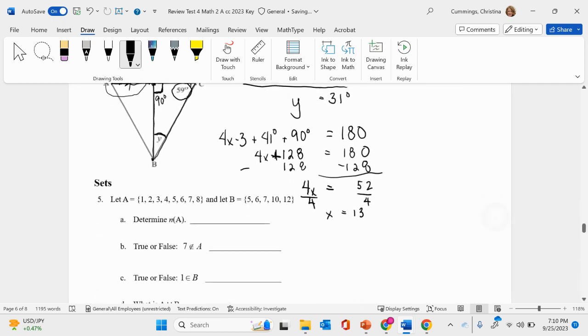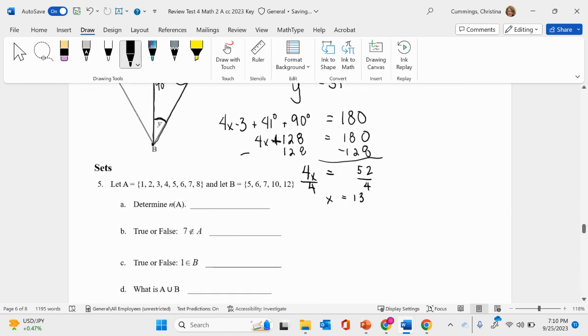Okay. So this brings us to a couple of questions on sets. So this is what we talked about Friday. We have these two sets, set A, set B, written in what we call roster notation. In other words, the elements are just listed with commas between them. And we want to determine for A, right here, the n of A. In other words, how many elements are in A? There's 1, 2, 3, 4, 5, 6, 7, 8. So the n of A is 8.